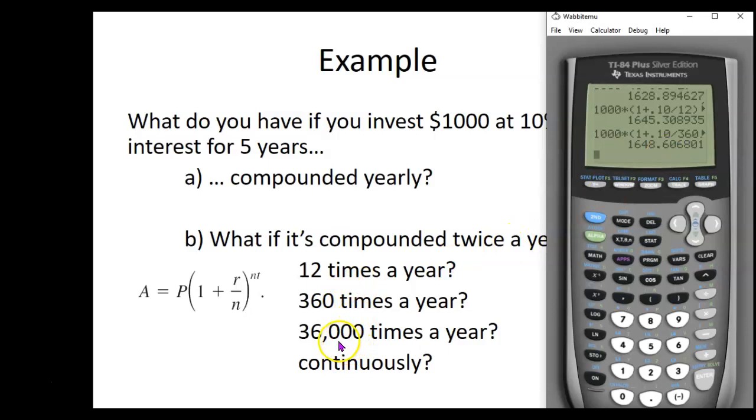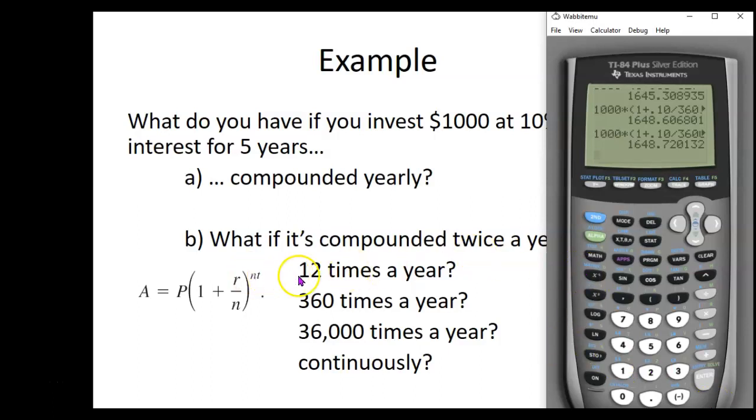Okay, what if it's compounded 36,000 times a year? Then the formula, when we plug in 36,000 for N, so 1,000 times 1 plus 0.10 divided by 36,000 to the, in parentheses, 36,000 times 5 power, we get $1,648.72. Okay, that was bigger, but not by much, just 12 cents compared to 360 times per year.